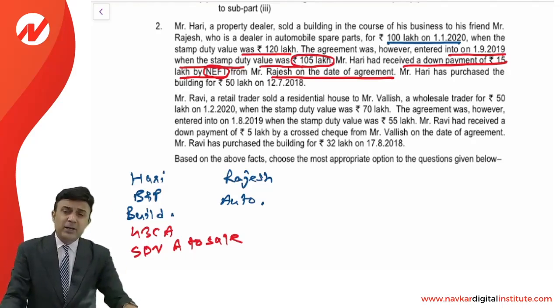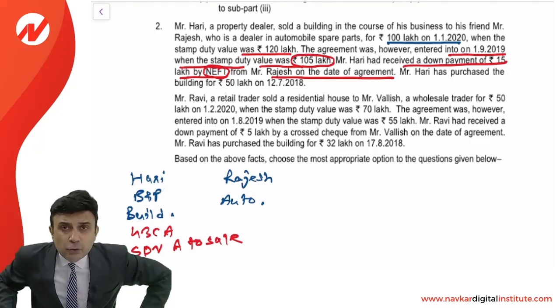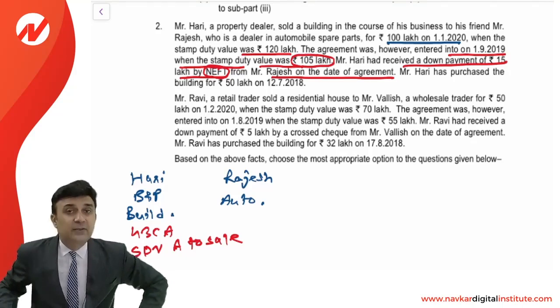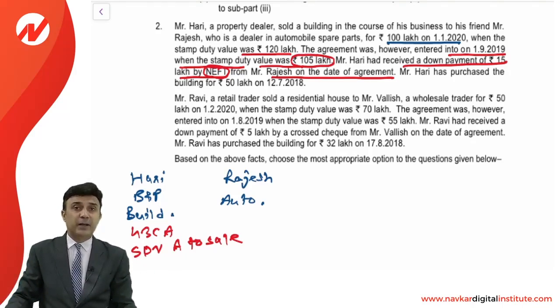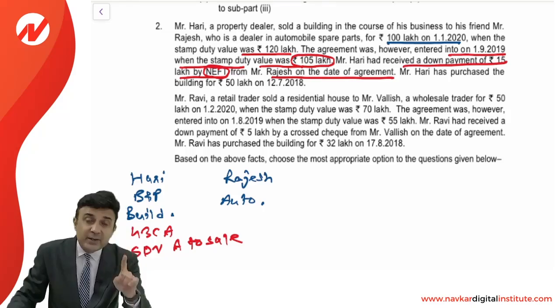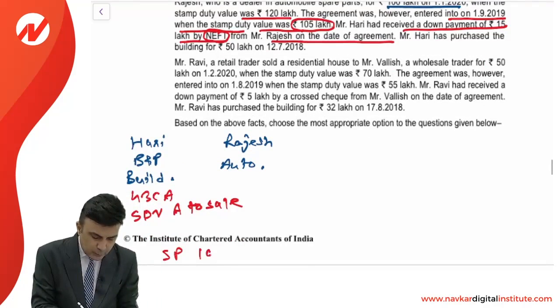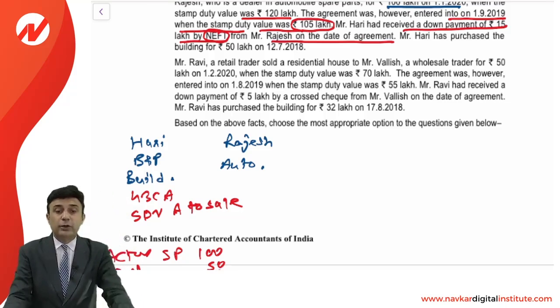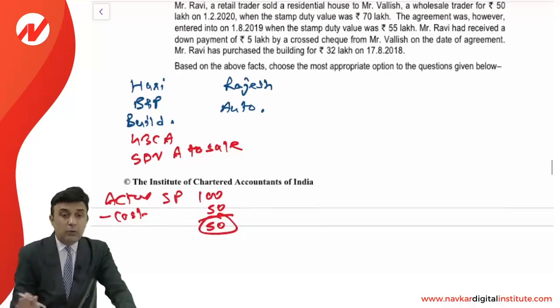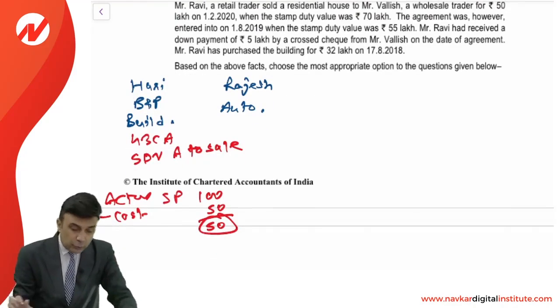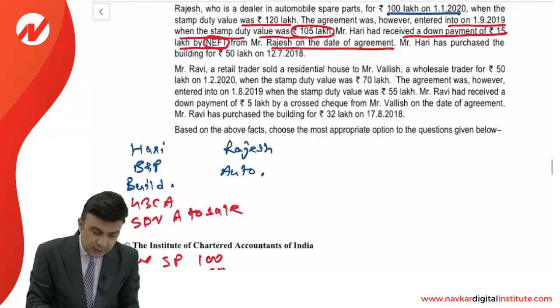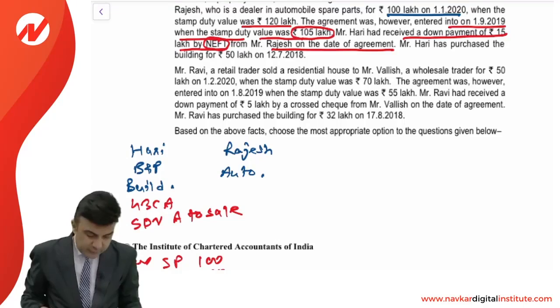Can we say my stamp duty value doesn't exceed 105% of the actual sales price, and as it doesn't exceed 105% of the actual sales price, I can take my sales price to be the actual sales price only, from which if I deduct the cost, it is 50 and my taxable amount is going to be only and only 50 lakh. So this 50 will be chargeable under the head business and profession.